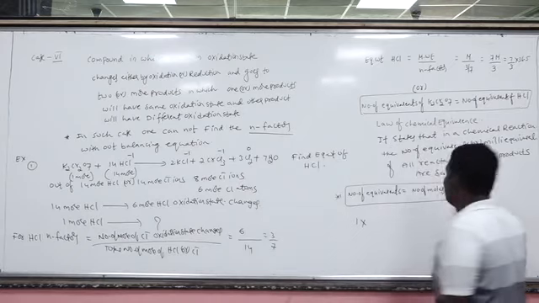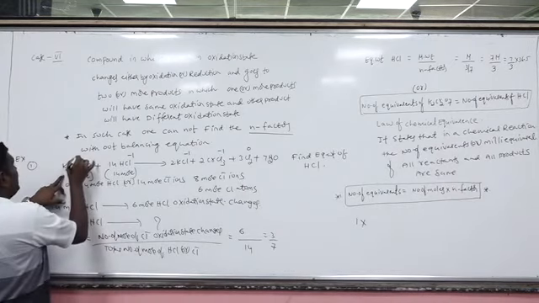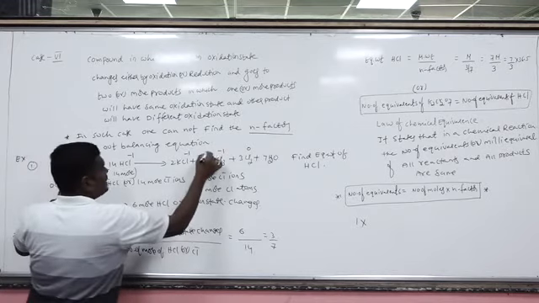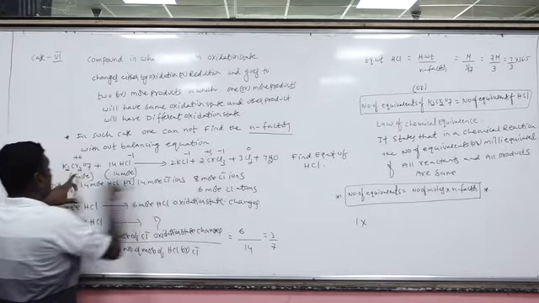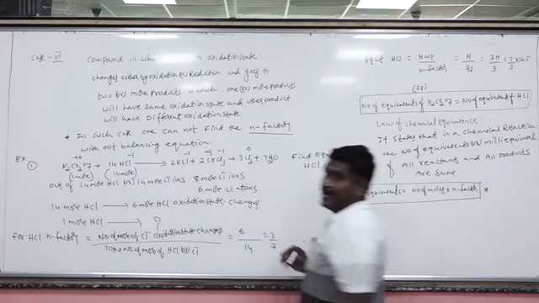Into what is the N factor of dichromate? Do you know the N factor of dichromate here? Oxidation number here is +6, oxidation number here is +3. So the change becomes 3 per atom. There are 2 atoms, so the change will be 6. We know how to calculate the equivalent weight of K2Cr2O7.